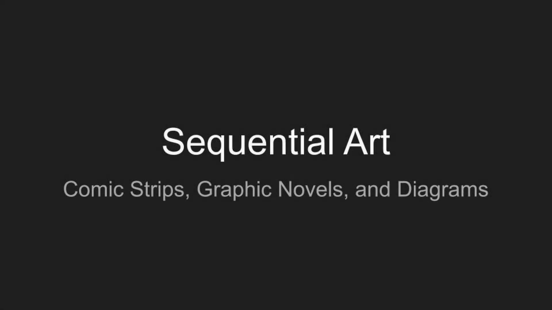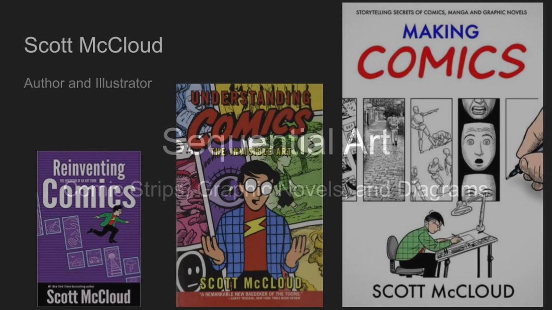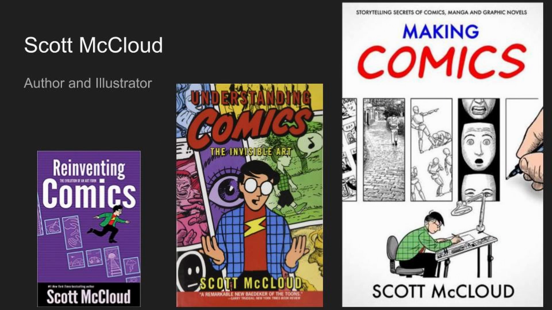This week, we're learning about sequential art, which includes but is not limited to comic strips, graphic novels, and diagrams. A lot of the information that I have about how sequential art works comes from Scott McCloud and his books. He's an author and illustrator. And as we learn about sequential art, I'll be referencing a lot of Scott McCloud's ideas.